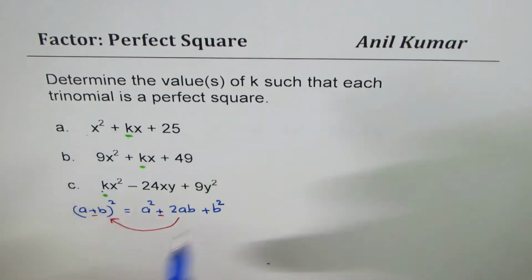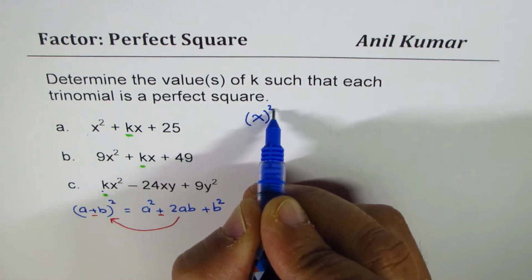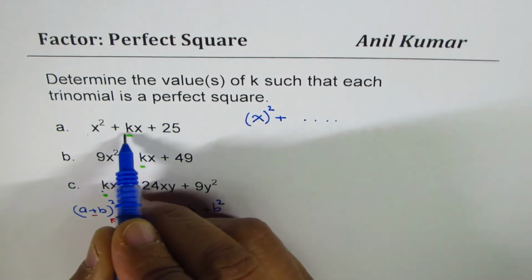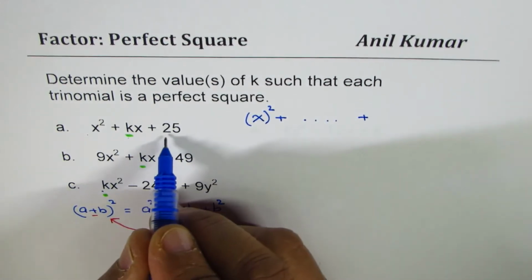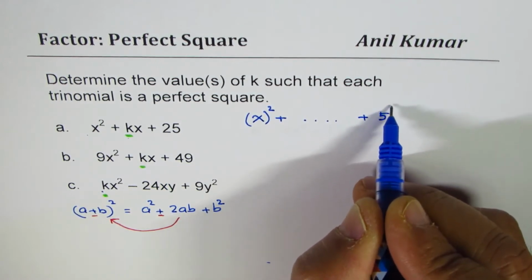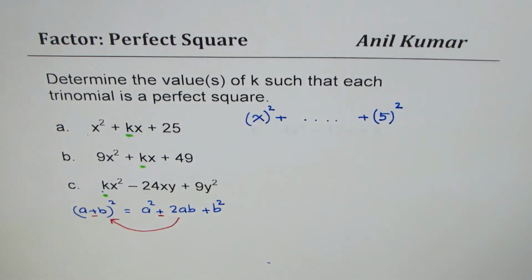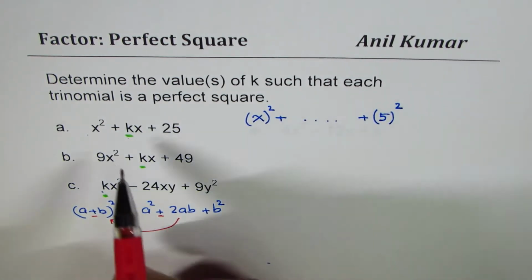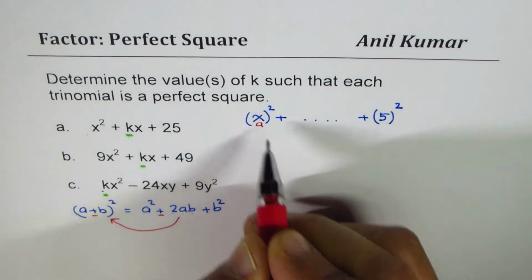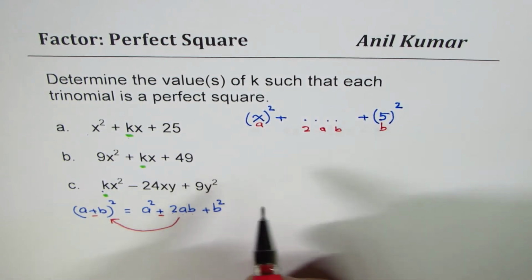Okay, so the very first one is the simplest of all, x whole square. So x is a for us, right? Plus, forget about the center term, we want to know what it is. The last term is 25, whose square root is 5, so it can be written as 5 square. Correct? Now what should be the center term? The center term should be 2ab. So this is a for us, this is b for us. We are looking for 2ab, right?